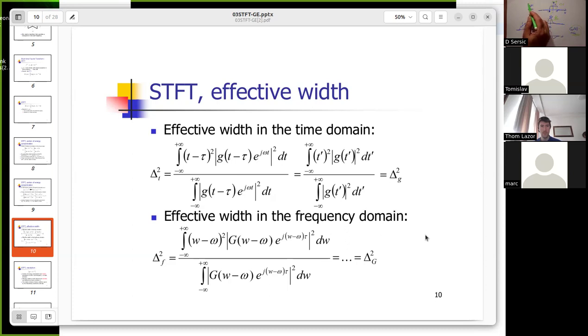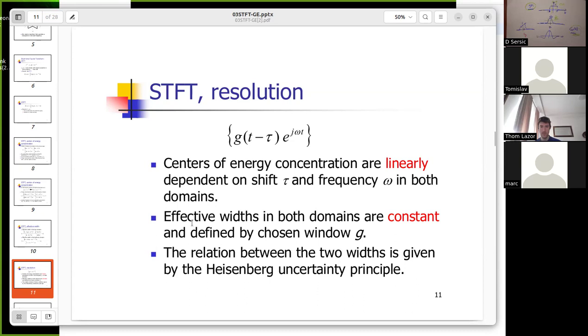Notice that what is important is that it depends only on the property of our local window. It doesn't depend on the cosine and sine part of our analysis function. So altogether, we can say that effective widths are two numbers. Once you choose your local window, localization window, it actually determines what you're gonna get, and they are constant all over the plane for each and every frequency, for each and every time shift.